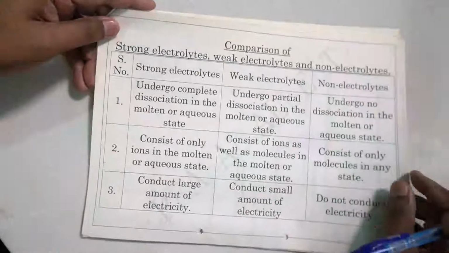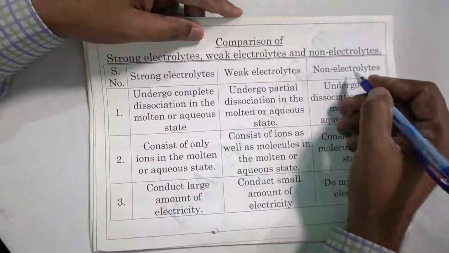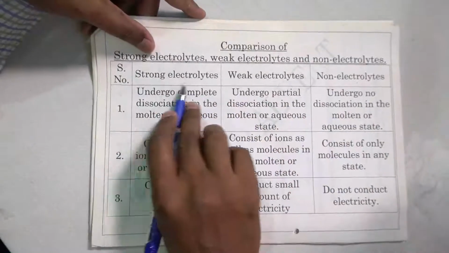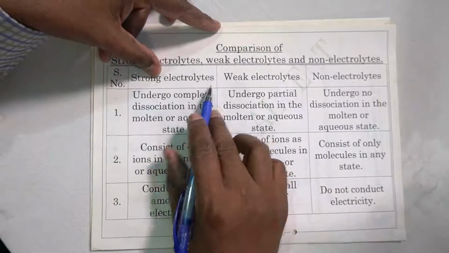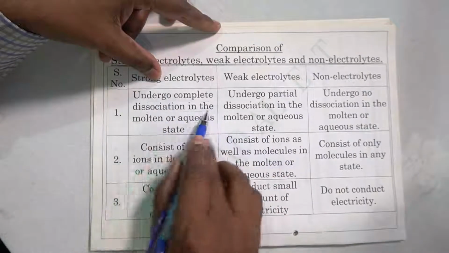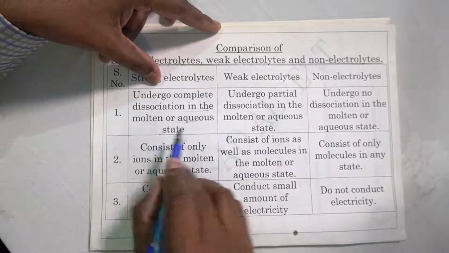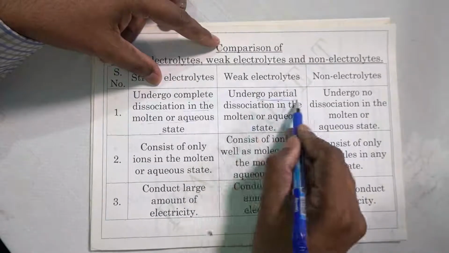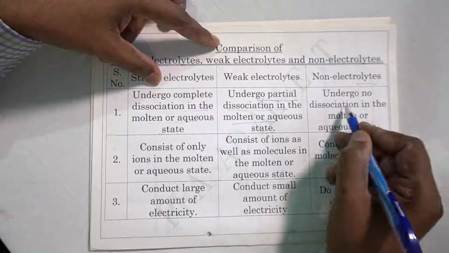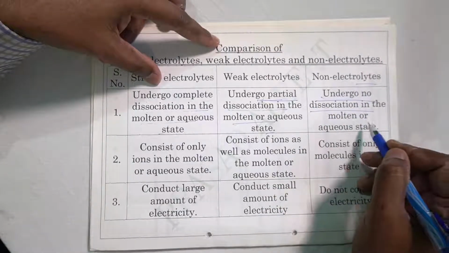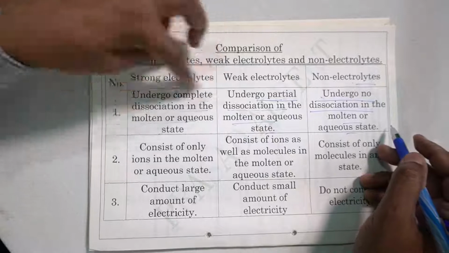The next thing is, let us compare all the three. We have seen non-electrolytes already, and electrolytes are put into strong and weak electrolytes. A comparison between the three. Strong electrolytes undergo complete dissociation in the molten or aqueous state. Weak electrolytes undergo partial dissociation in the molten or aqueous state. And non-electrolytes, what happens? They undergo no dissociation in the molten or aqueous state. I think you are understanding this.